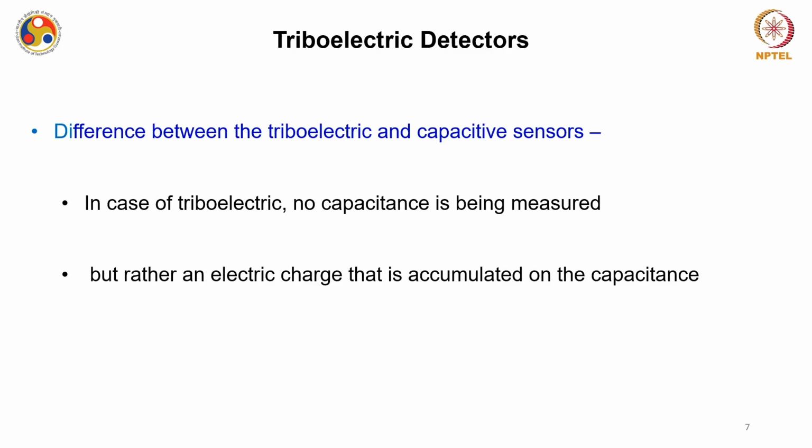Although if you see the two objects, the carpet and the person's feet are making some kind of electrode system. However, the phenomenon itself is different from a capacitive sensor. So triboelectric sensors are quite different from capacitive sensors. In the case of triboelectric sensors, no capacitance is being measured. Please note that what we are dealing with is mostly the electrical charge accumulated on the, say, if I consider it as a capacitor, I am interested not in measuring the capacitance but the charge on the electrode. We will see with some example.